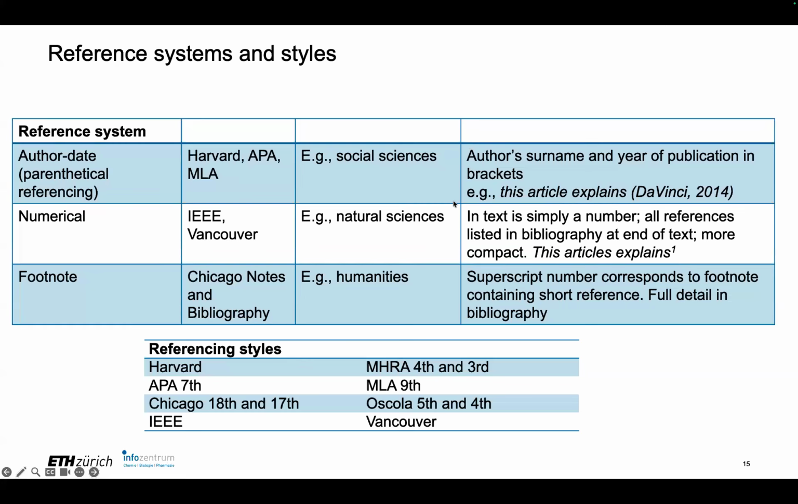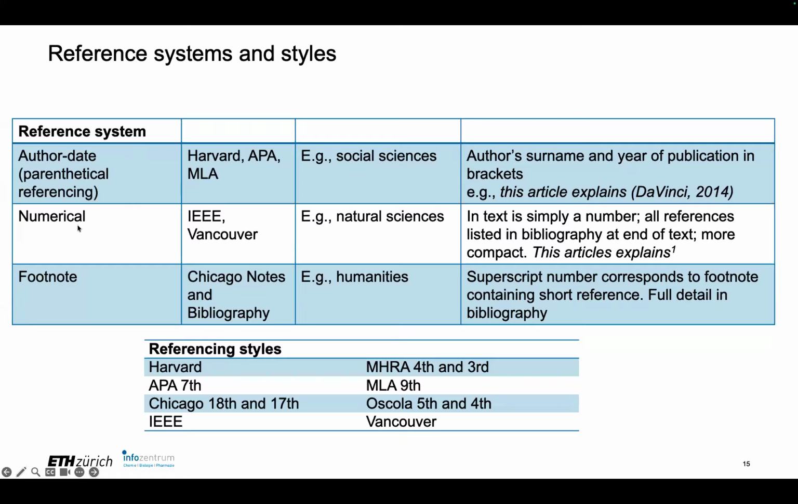You might have encountered this style. For example, you would have in an article, "this article explains" in brackets, and you have then the author followed by the publication date in brackets. So that's the author-date reference system.